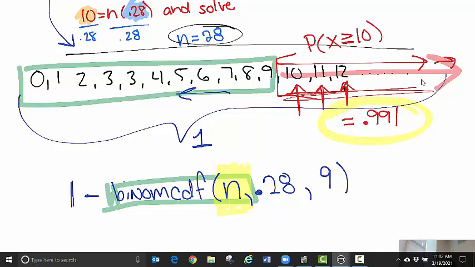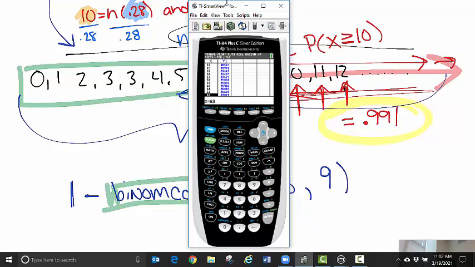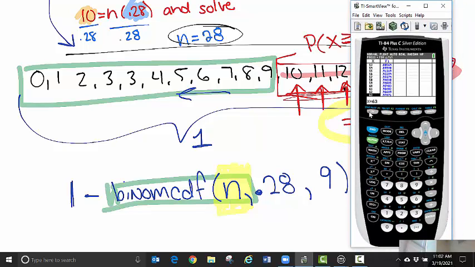And this is why I wanted to show this to you, because you can kind of cheat on your calculator. You can go to y equals and type in 1 minus binom CDF x, because you want it to plug in for n. There's your chance of success. So in this case, it should be 0.28, comma 9, and hit enter. And it's going to plug in all of these possible n's that it could think of. And then you'd hit second table.